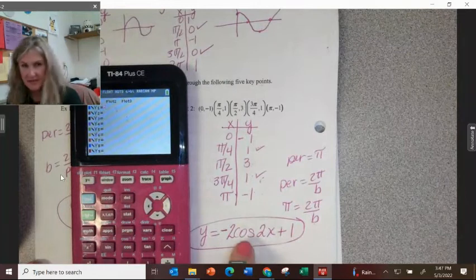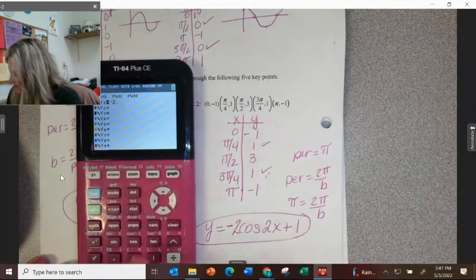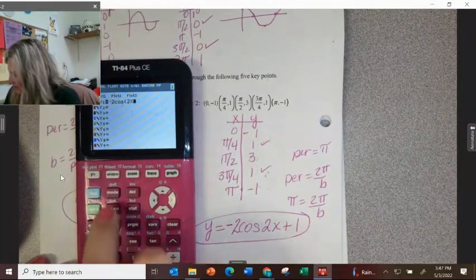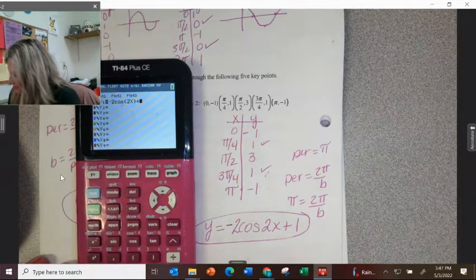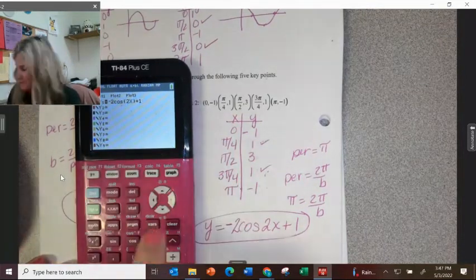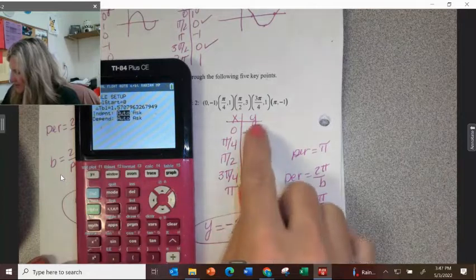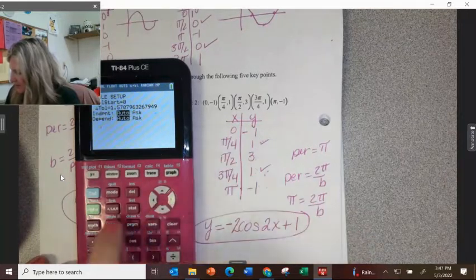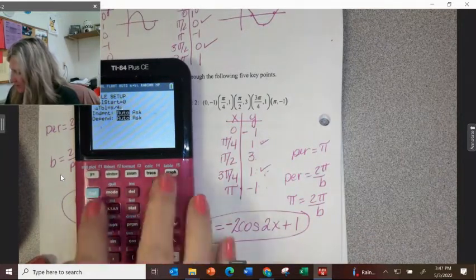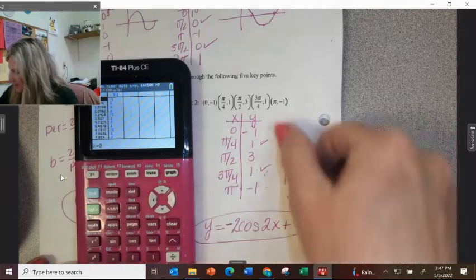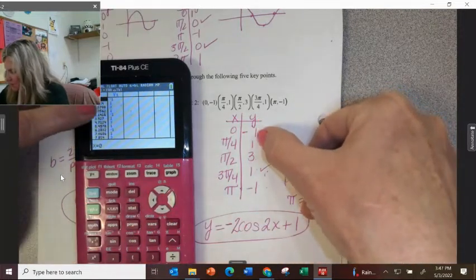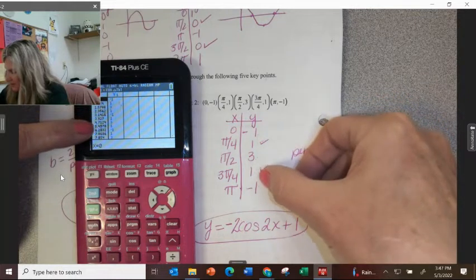So I'm going to put this in, and I'm going to make sure it matches up with my key points like it should. Make sure you put those parentheses in there. Those are important. Okay, I'm just going to go ahead and change my window. I'm starting at 0. I'm going up by pi over 4. I'm going to check that table now. It's supposed to go negative 1, 1, 3, 1, negative 1.